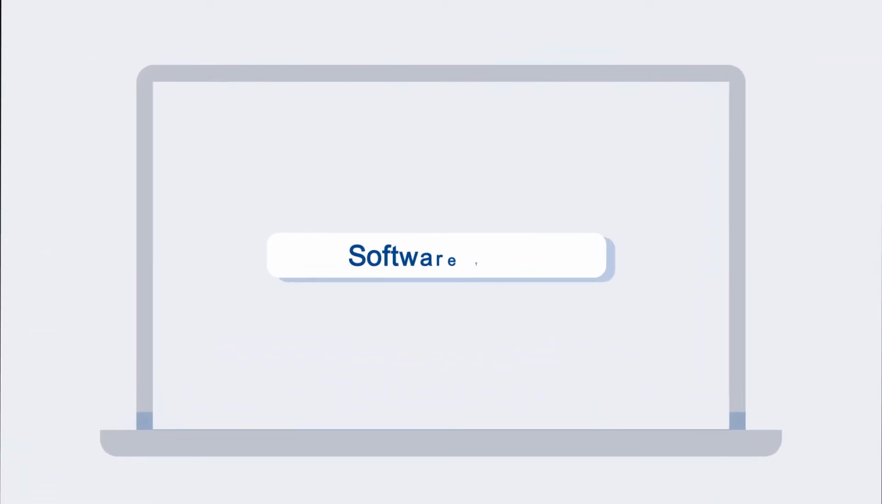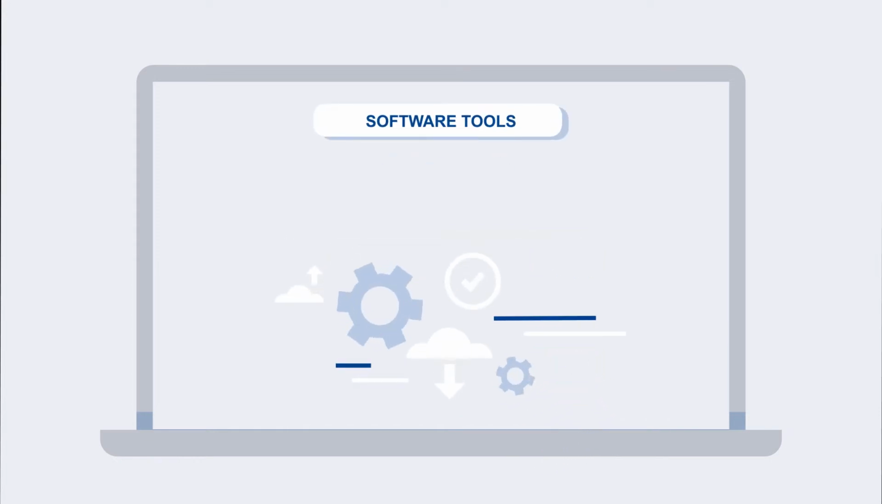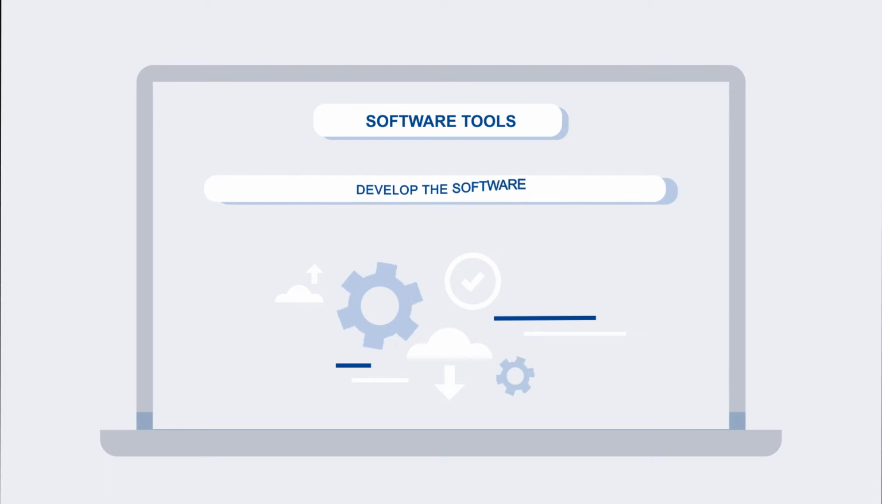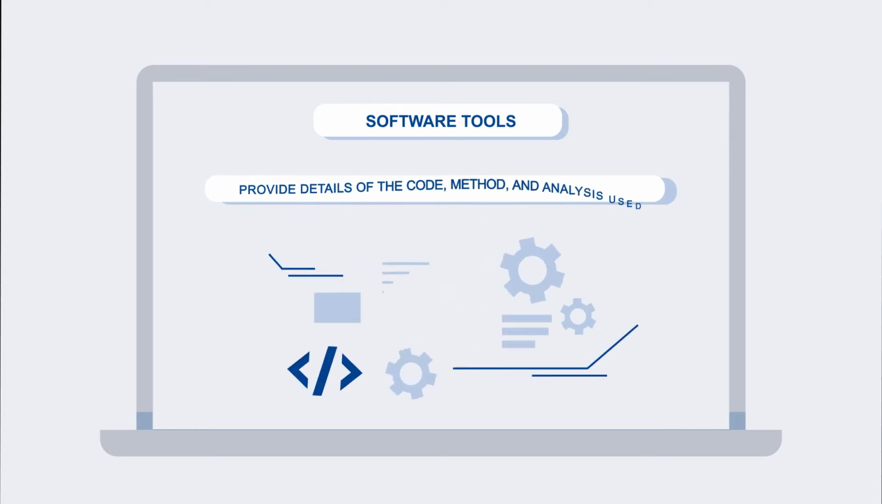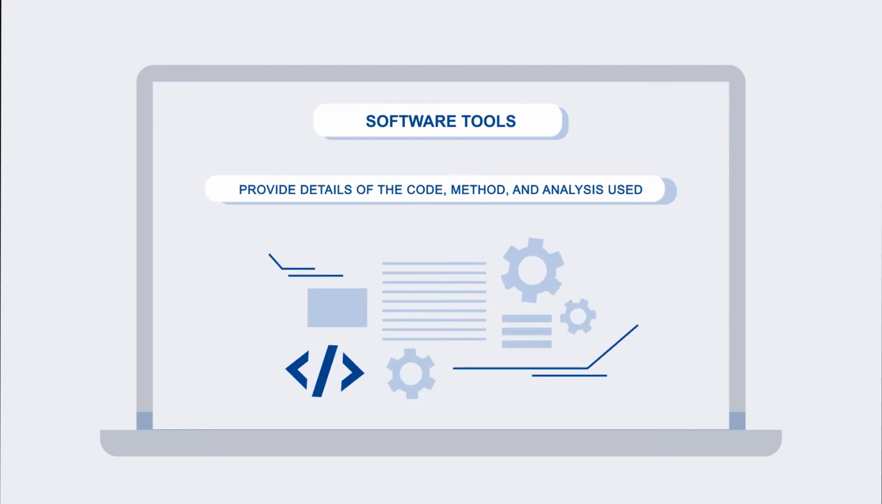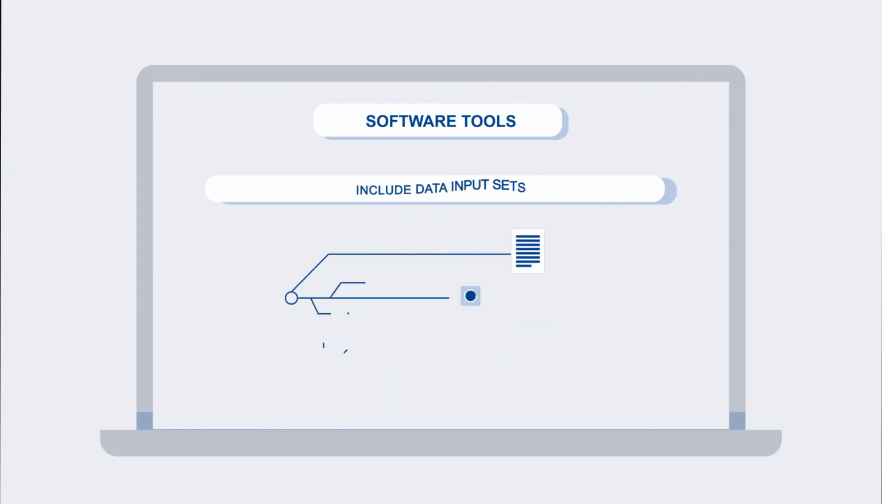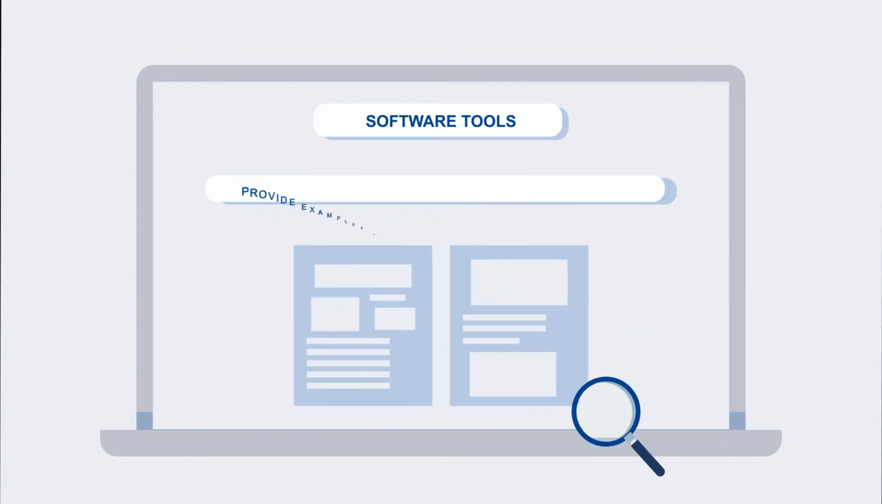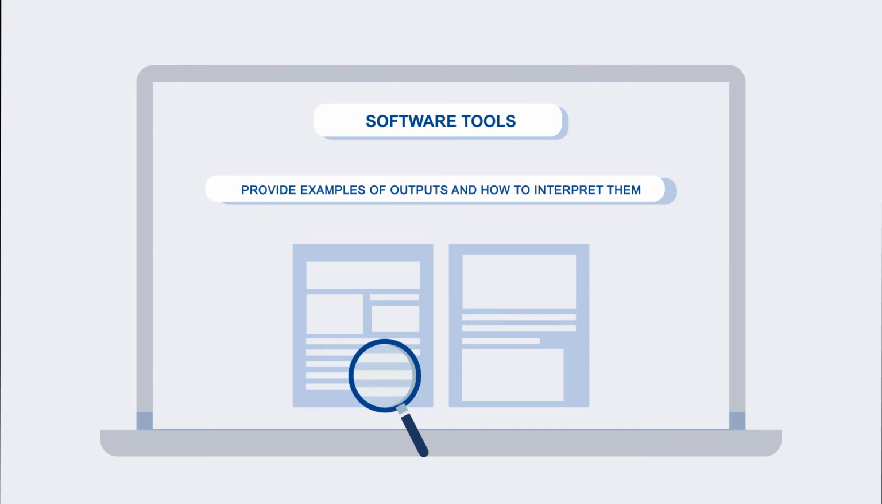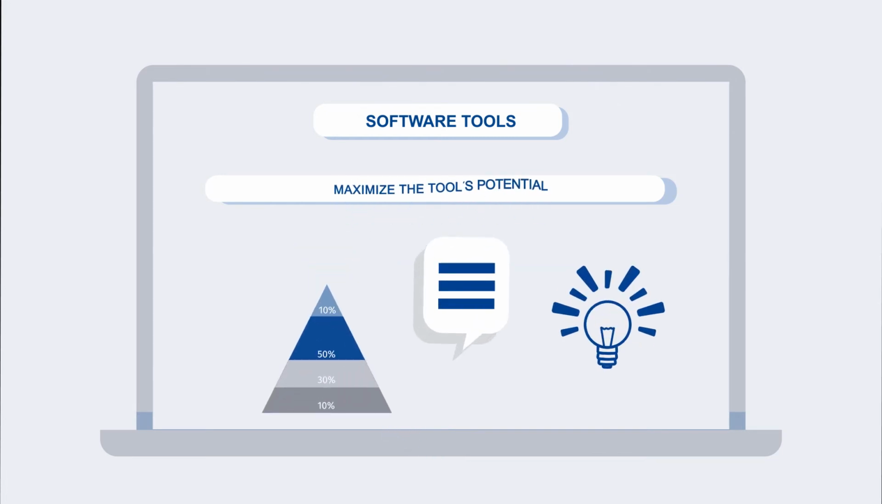That's why we offer a dedicated article type called software tools to help describe new software that supports or conducts research in any field. The software tools article type will help you develop the software, provide details of the code, method, and analysis used, include data input sets, provide examples of outputs and how to interpret them, share tips on how to maximize the tool's potential.